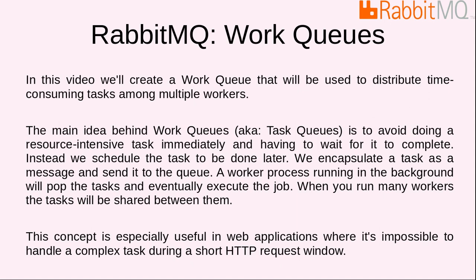The main idea behind work queues, that is task queues, is to avoid doing a resource-intensive task immediately and having to wait for it to complete. Instead, we schedule the task to be done later. We encapsulate a task as a message and send it to the queue. A worker process running in the background will pop the tasks and eventually execute the job. When you run many workers, the tasks will be shared between them.